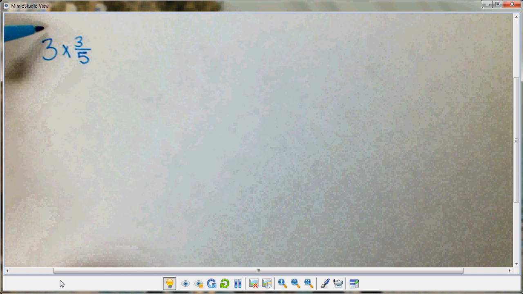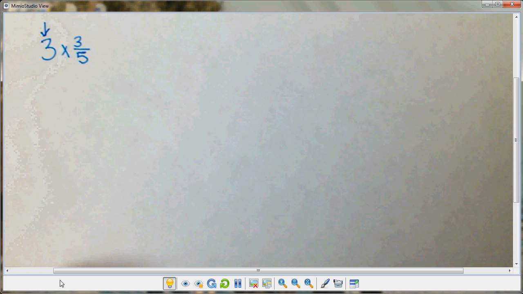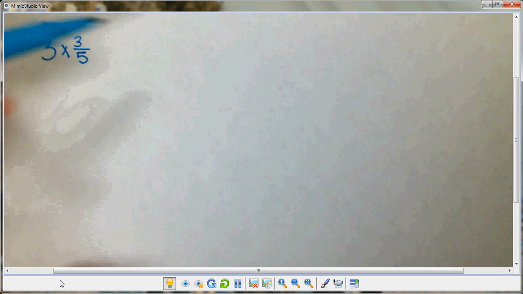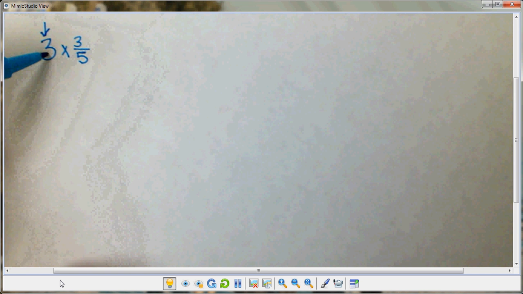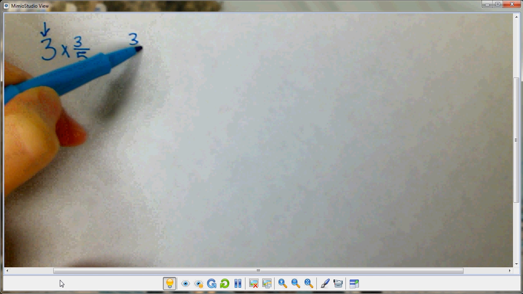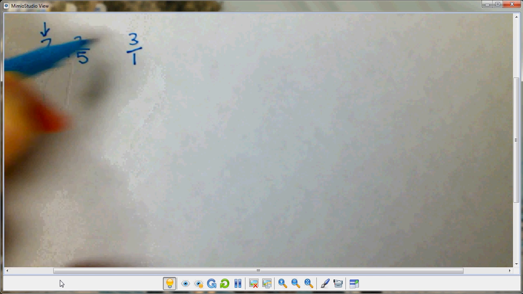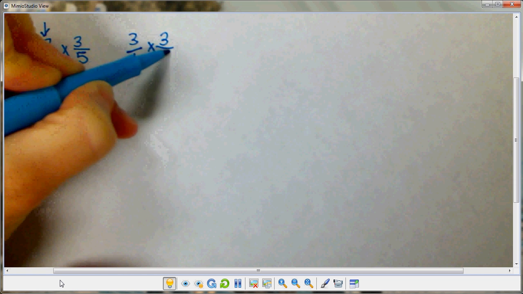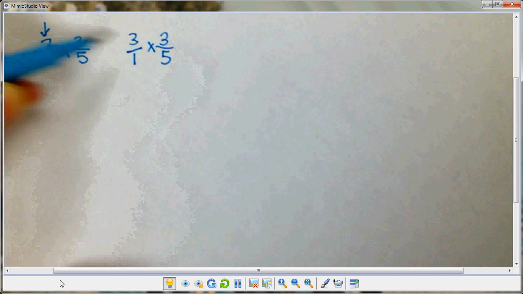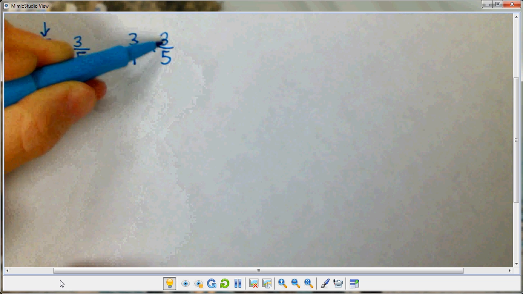So when you're multiplying a whole number by a fraction, your first step will be to turn this whole number into a fraction. All you have to do is take whatever this whole number happens to be, in this case it's a 3, and write it over top of a 1. And then you can finish your multiplication problem. So it will be 3 over 1 times 3 over 5.